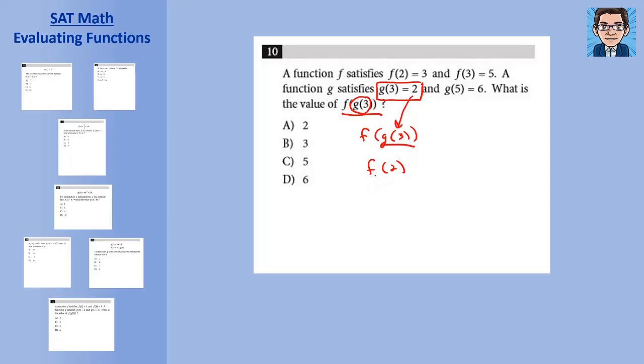And now f of 2. Well, they tell us f of 2 is 3, so f of 2 equals 3. And that's our answer right there, B. So a lot simpler than it actually looks. They don't give us the equations, but we can still use what they've given us to substitute in and get B as our answer.